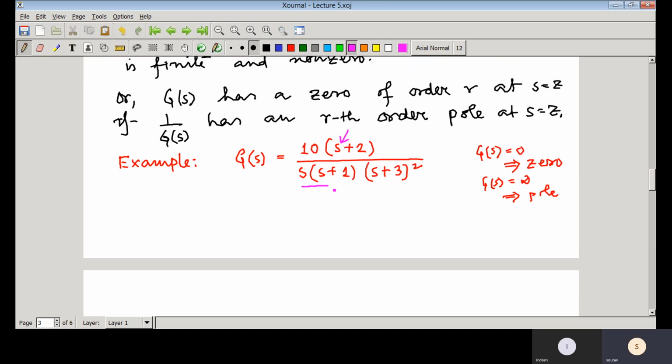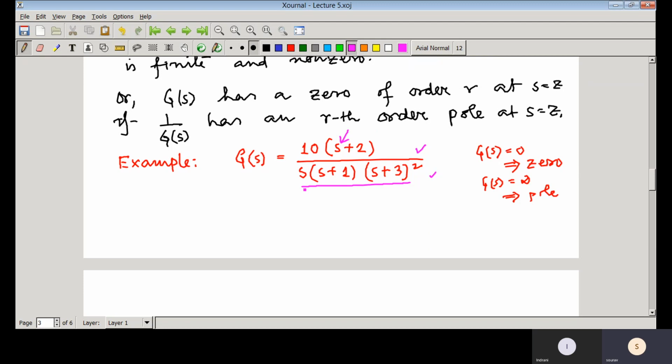That means if you just expand it, the order of this one is 4. And now if you divide this numerator and denominator by S to the power 4, then you can see here at S equal to minus 2 it has 1 zero. Parallelly, there are 3 other zeros at infinity, because if you put S equal to infinity, again G(S) would be equal to 0.